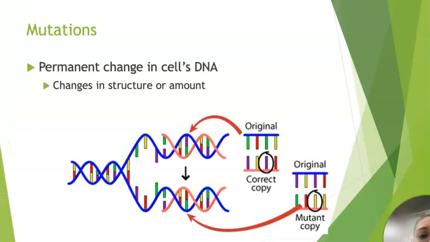So mutations are permanent changes in the cell's DNA, and it changes either the structure or the amount of DNA that we're seeing. So let's say the original strand is this top one right here, and we have a change in the bases. So this is supposed to be A pairing with T, but now all of a sudden the incorrect base was paired with it. So now A, when it's being copied, is being paired with C. And so that new strand of DNA is going to be incorrect. And that change is permanent. There's nothing that can be done to fix it after the fact.